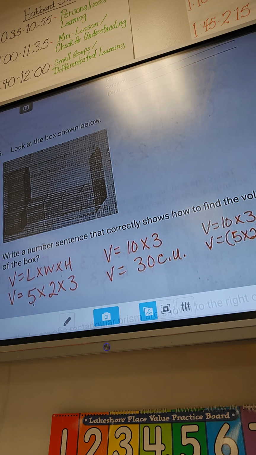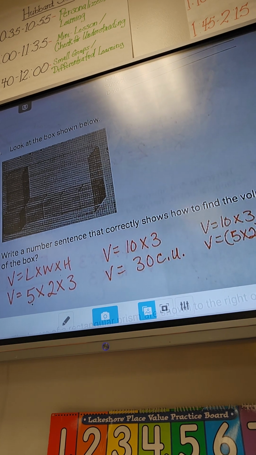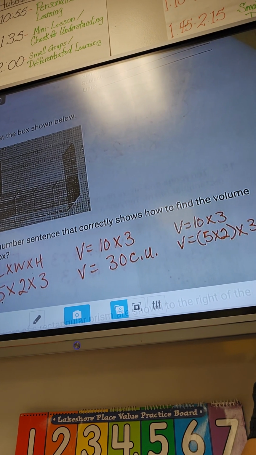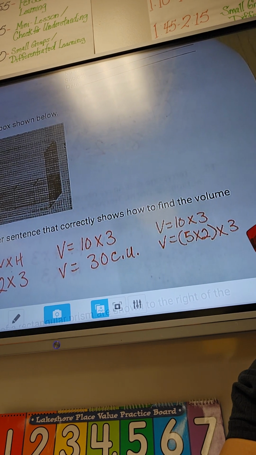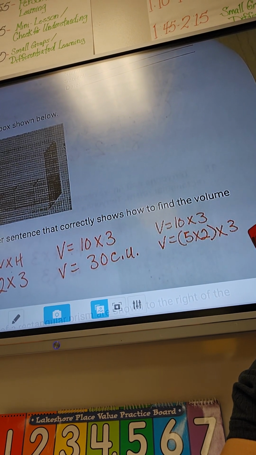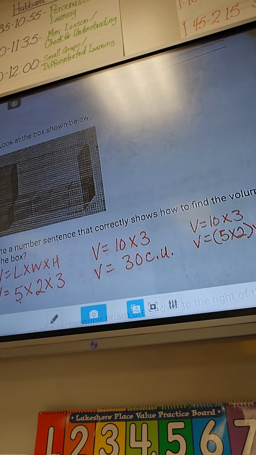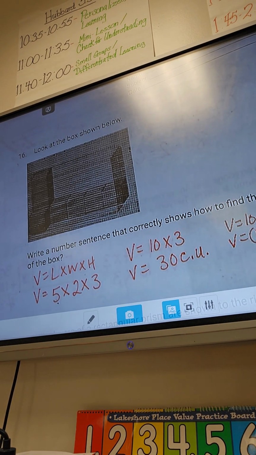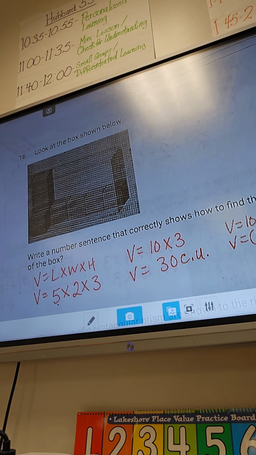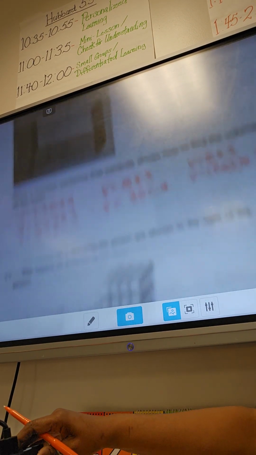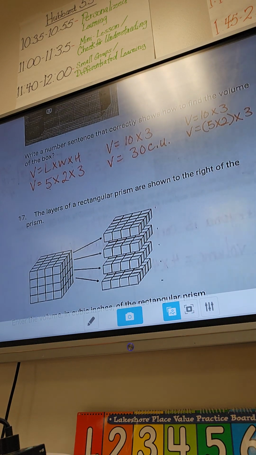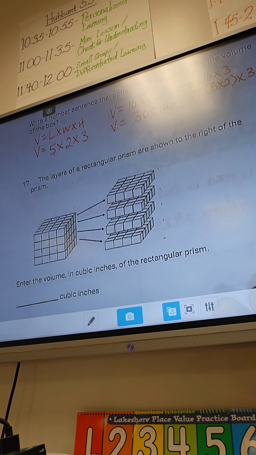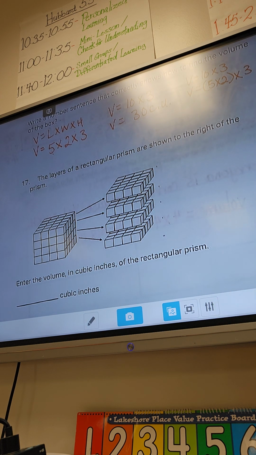Okay, questions? No. All right, number 17. The layers of a rectangular prism are shown to the right of the prism. Enter the volume in cubic inches of the rectangular prism.